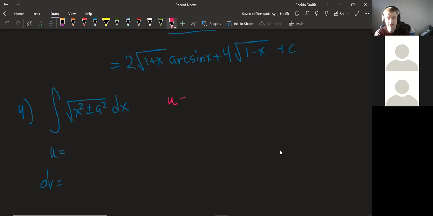Well, if I wanted to say u is equal to x squared plus or minus a squared, then du better be 2x dx. But there's no x on the outside here. Right. So the failure of this... Yeah, sorry, I didn't see that. It's all right.